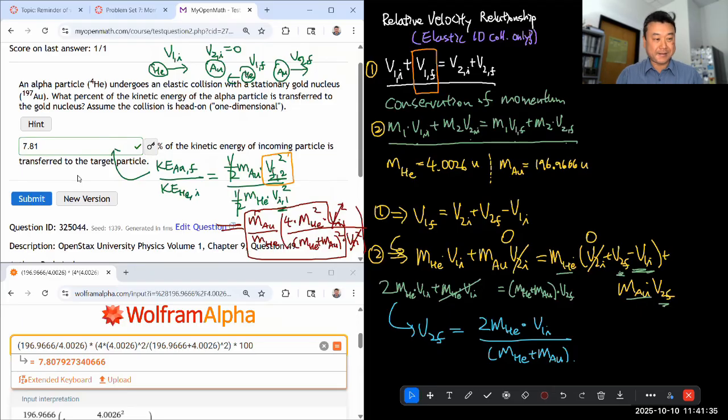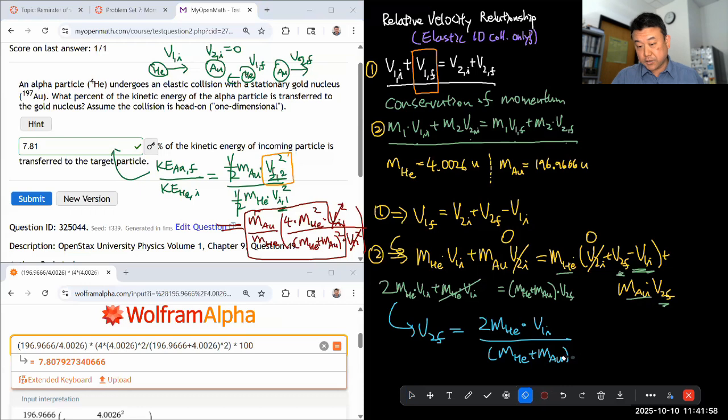But yeah. I think it took me like 10 minutes. That's a lot quicker than what using the kinetic energy formulas would have been. So again, it's the advantage of the relative velocity relationship that the math is so much easier. You only have to deal with linear equations.